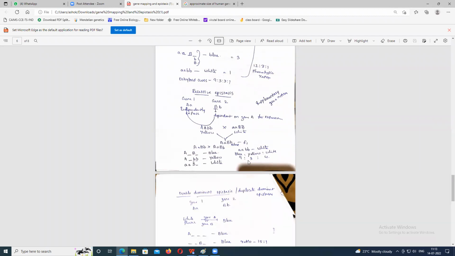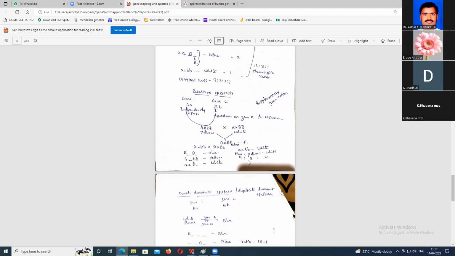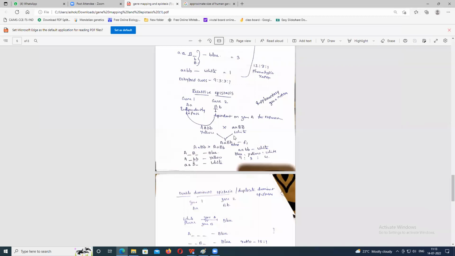Yeah, ma'am, here capital A, small b and small b, it is yellow, ma'am. When it is crossed with small a and small a, capital B, it will be blue, no, ma'am. Why is it white? When it is yellow, here as capital B is present, it will be blue, no, ma'am. Why is it white?